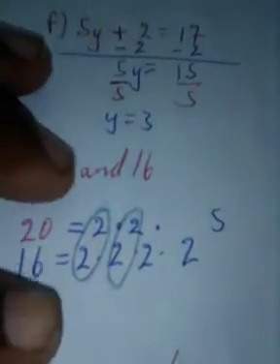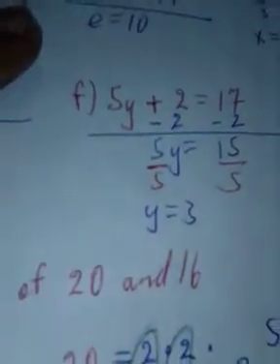Now, the HCF is easy. I look for what's common. 2 is common, and 2 is common, so the HCF is going to be 2 times 2, which is 4. 4 is the largest number that can go into 20 and 16, all right?